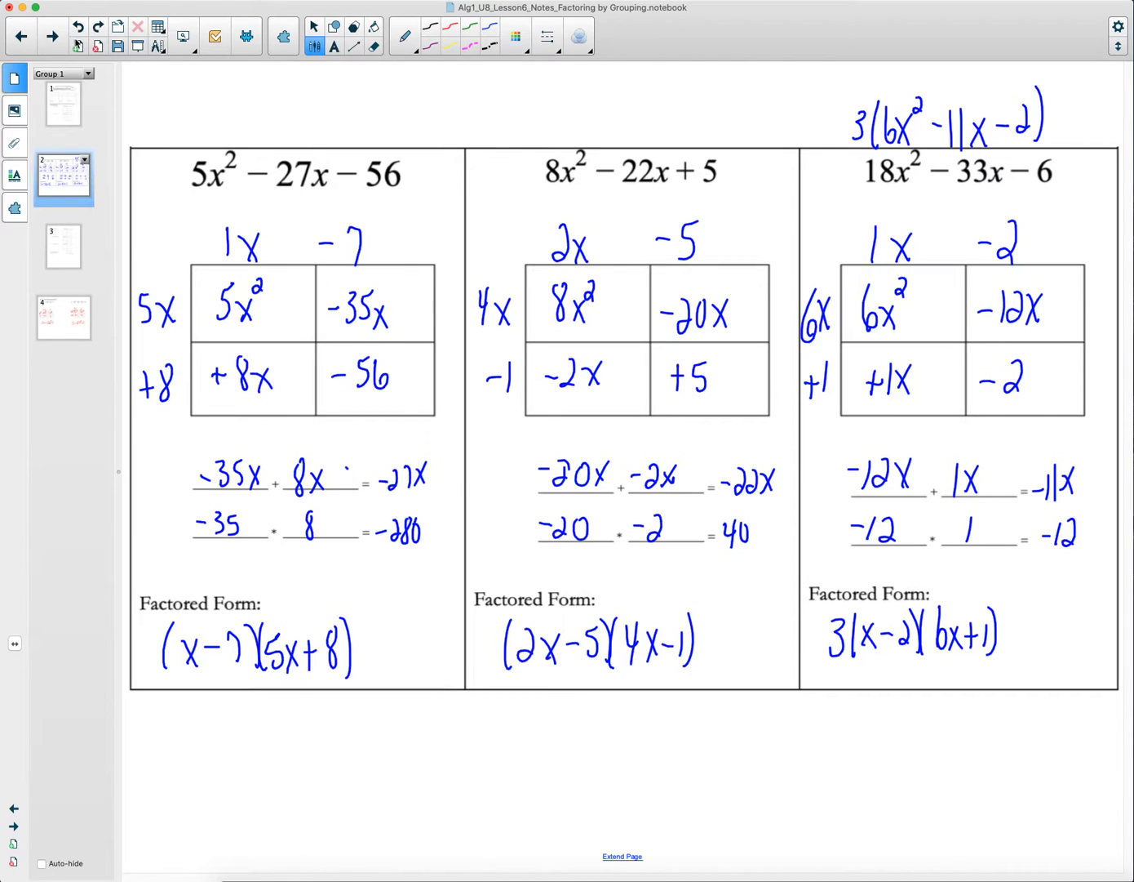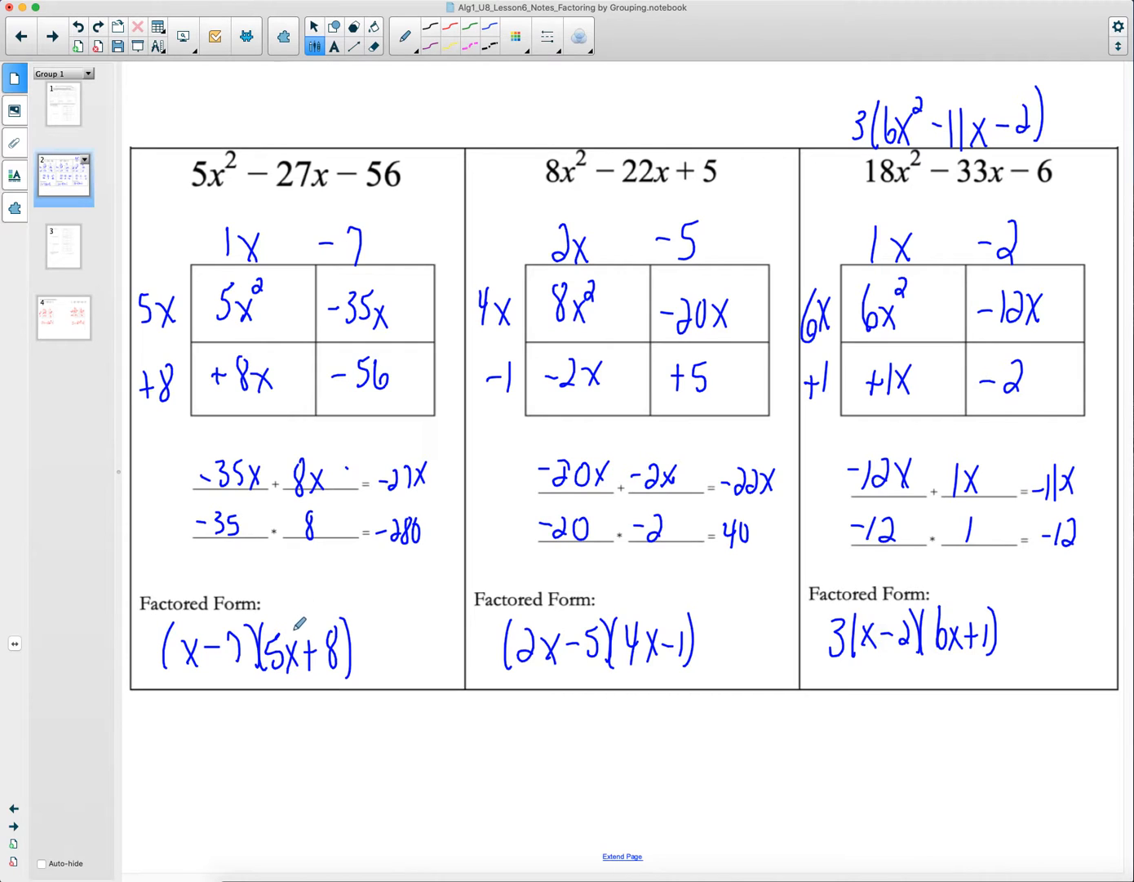Now we can look for our GCF in our columns here. We get an x for our GCF in the first column. Notice we get a negative 7, since both terms are negative in our second column. In our first row, the GCF would have been 5x. In our second row, it would have been 8. So in factored form, you should have ended up with x minus 7 times 5x plus 8.